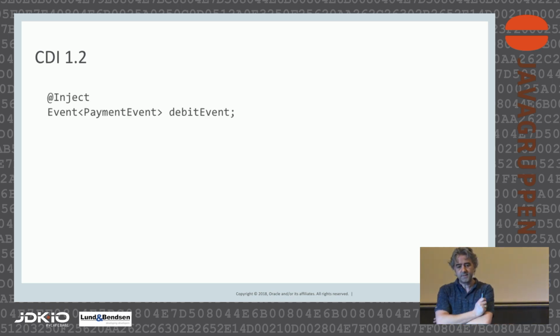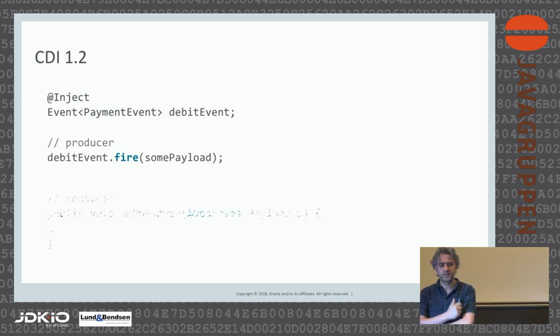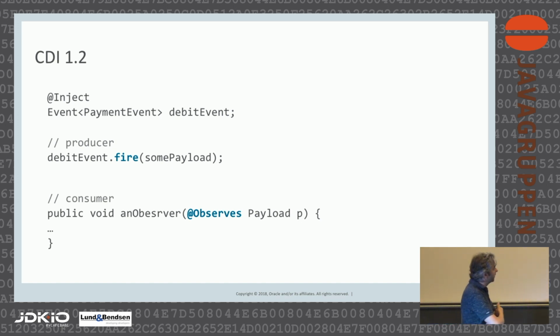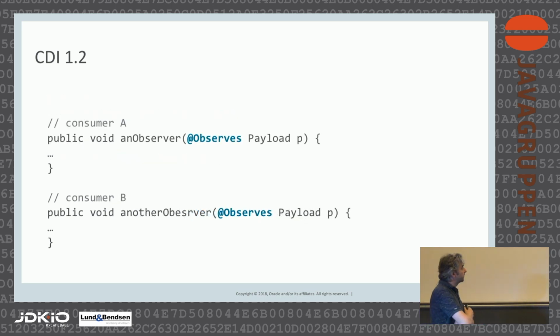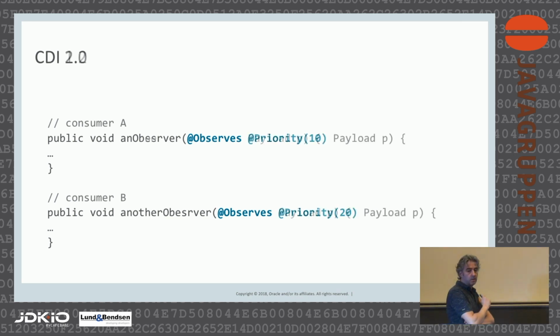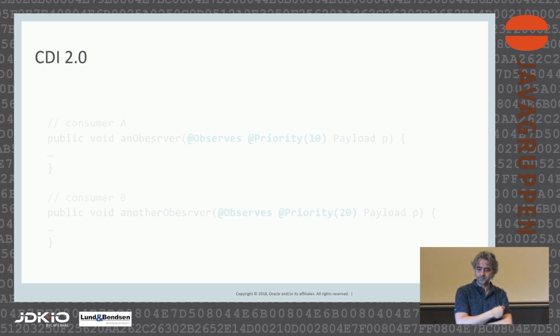So we have had this event mechanism since the beginning of CDI. Basically, we fire an event, and then we can have an observer somewhere else in our application that will be invoked whenever we fire the event. We can have more than one observer, but the problem is that when we have more than one observer, until CDI 2, we had no clue in which order they would be invoked. Now this is solved in CDI 2 with the use of the @Priority annotation. We have the ability to set the observer ordering. It's something that is quite nice.